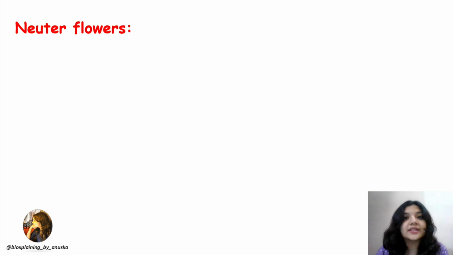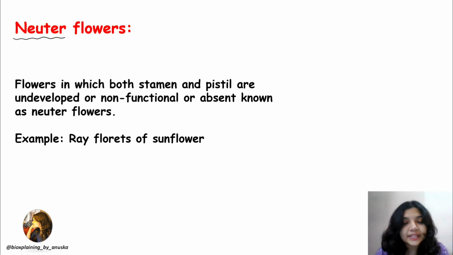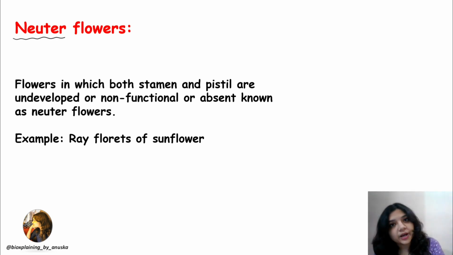Another category of flower exists which is known as neuter flowers. So the name itself is suggestive of its meaning, that it neither has the male parts nor does it have the female parts. Or the case can be that both the male and the female parts are underdeveloped, undeveloped, or non-functional. So flowers in which both the stamen and the pistil are either missing or undeveloped or not properly functional, they are classified into this neuter flower category.